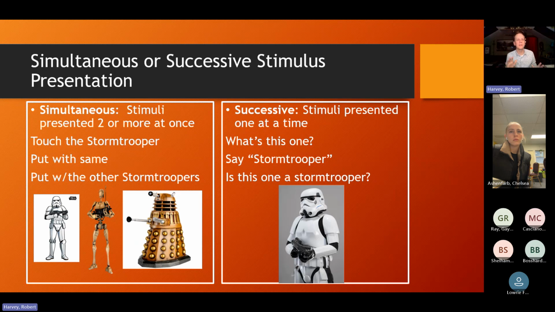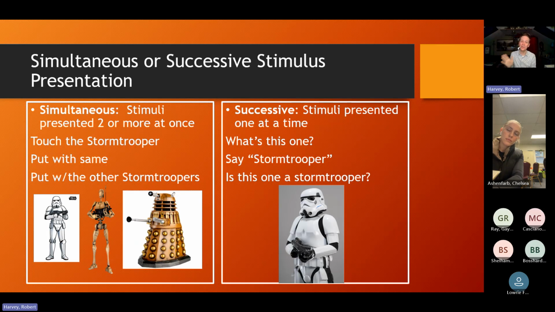All right, so when we think about teaching discrimination, there's two ways we can do it. There's simultaneous presentation and successive presentation, right? In simultaneous presentation, you've got a field, okay? So you've got two or more stimuli that they're choosing between. So we say touch the stormtrooper, and hopefully that one you guys would easily get. The stormtrooper is the one there on the left.